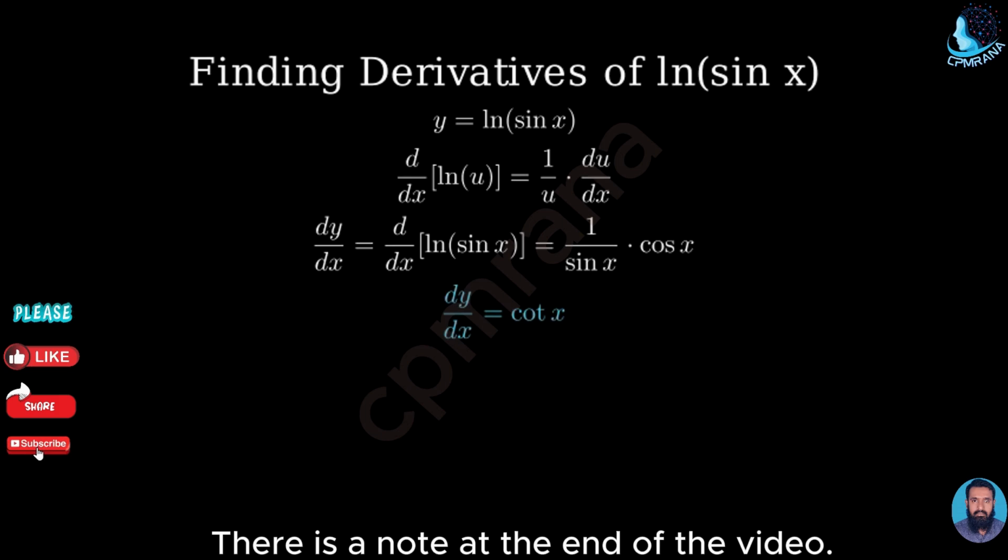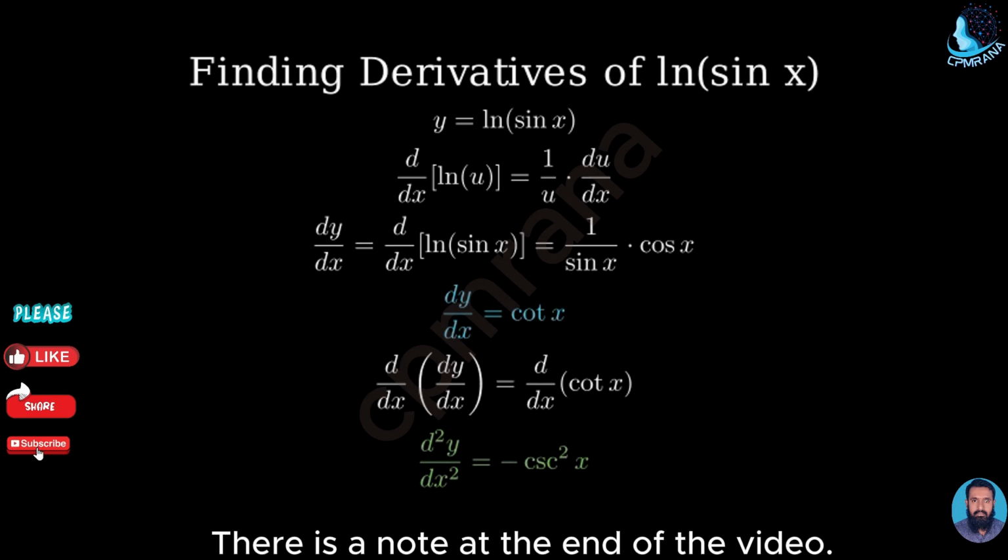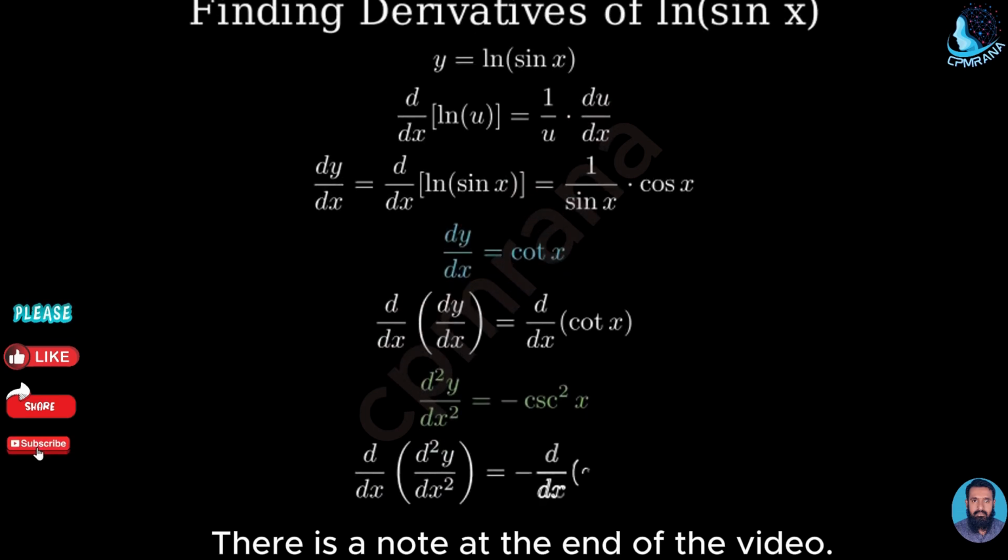Now, for the second derivative, we need to differentiate cotangent x. The derivative of cotangent x is negative cosecant squared x. For the third derivative, we need to differentiate negative cosecant squared x.